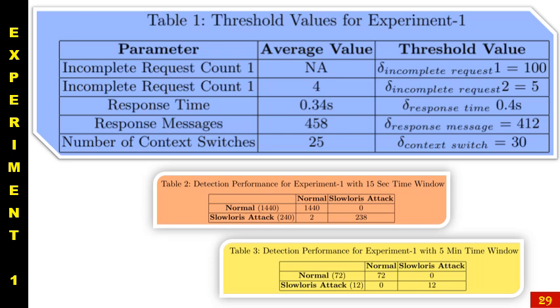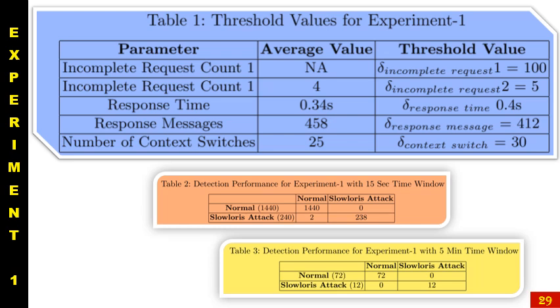Now we take an intuitive value of 100 incomplete requests as the threshold number 1. So anything beyond this would be termed as the attack window. For the second threshold, the average value is 4 in this case, and we increase it by 25% to make it 5. So anything which is less than 5 is clear-cut indicative of a benign window.